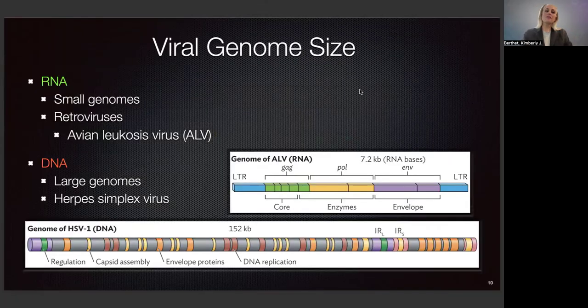Okay. Looking at viral genome sizes, if we're looking at RNA-based viruses versus DNA-based viruses, RNA-based viruses are relatively small. And these are what we call retroviruses because of that RNA. DNA viruses, on the other hand, again, are quite large. So we can see this is the genome of HSV, the herpes simplex virus. So we have quite a few genes here.